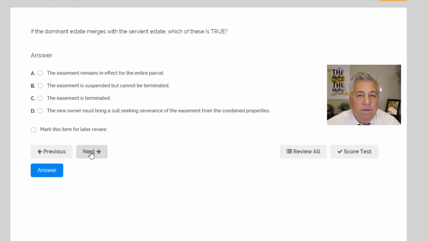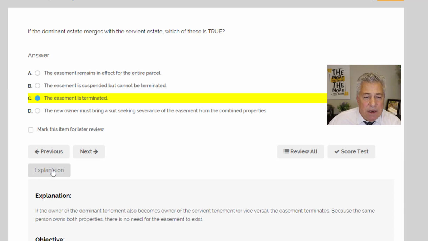Well, if the dominant estate merges with the servient estate, what happens here is that the easement is terminated. That's a requirement for an easement. You have to have two owners, two separate owners. One owner has to cross one property to get to the other. One owner, no easement. Two owners are required.